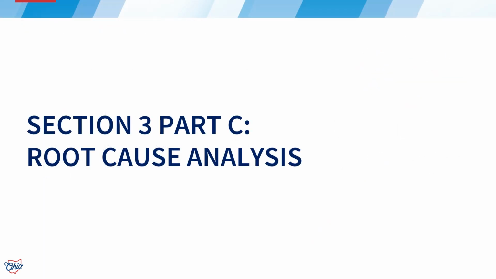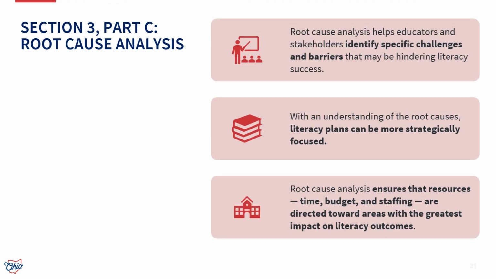Next, we will explore Section 3, Part C, the root cause analysis. A root cause analysis helps educators and stakeholders identify specific challenges and barriers that may be hindering literacy success. This goes beyond just acknowledging low literacy rates or that proficiency issues exist, and digs deeper to uncover why these issues exist. With an understanding of the root causes, literacy plans can be more strategically focused.